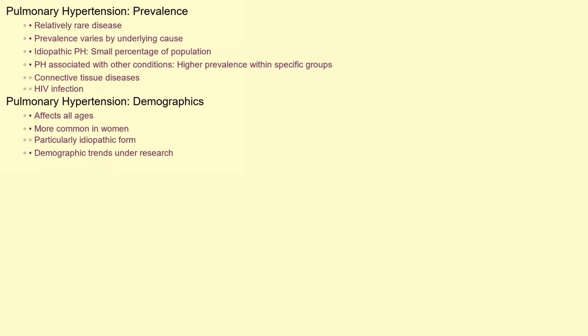Pulmonary hypertension is a relatively rare disease, but its prevalence varies depending on the underlying cause. It's estimated that idiopathic pulmonary hypertension affects a small percentage of the population. However, the prevalence of PH associated with other conditions, such as connective tissue diseases or HIV infection, can be significantly higher within those specific groups. It's important to note that PH can affect people of all ages, but it is more commonly diagnosed in women than in men, particularly in the idiopathic form. Further research is continually being done to understand these demographic trends.